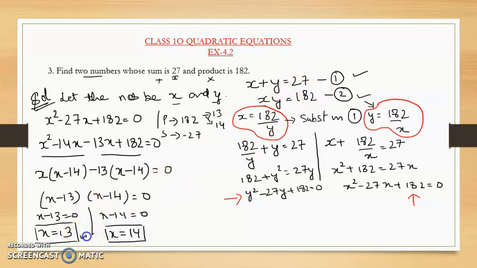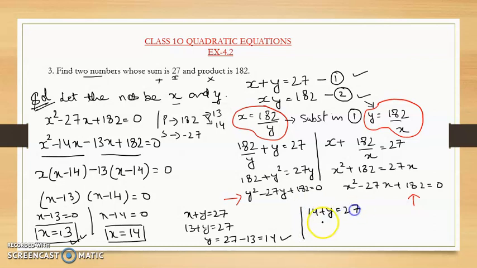Suppose I take x as 13, from equation 1, substitute this value, so x plus y is equal to 27, x is equal to 13, so 13 plus y is equal to 27, so y is equal to 27 minus 13, which is equal to 14. So what are the two numbers? 13 is one number and y is 14, the other number. Now if you take x as 14, so 14 plus y is equal to 27, so y is equal to 27 minus 14 is equal to 13. So whichever values you take, you will get the same answer.